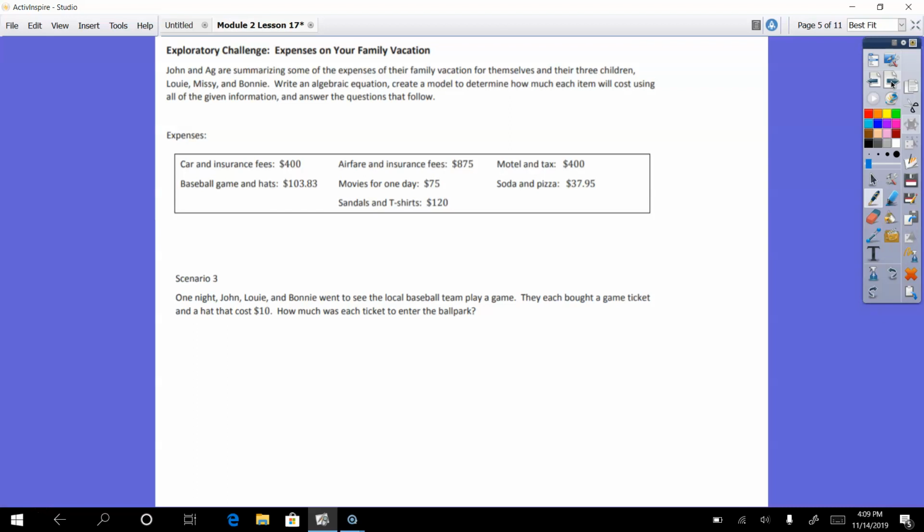Scenario 3. One night, John, Louie, and Bonnie went to see a local baseball team play. Okay, John, Louie, and Bonnie, so that's only 3 people. They each bought a game ticket and a hat that cost $10. How much was it each ticket to enter the ballpark? So we have our tape diagram, but this time we're only splitting it up to 3 people. They had the hat for 10 and a ticket plus the ticket.